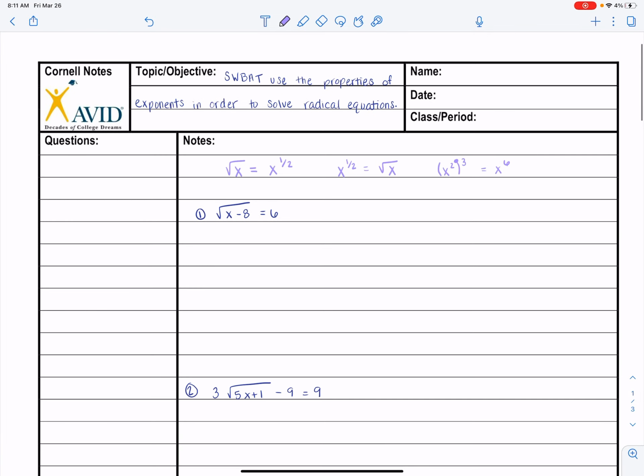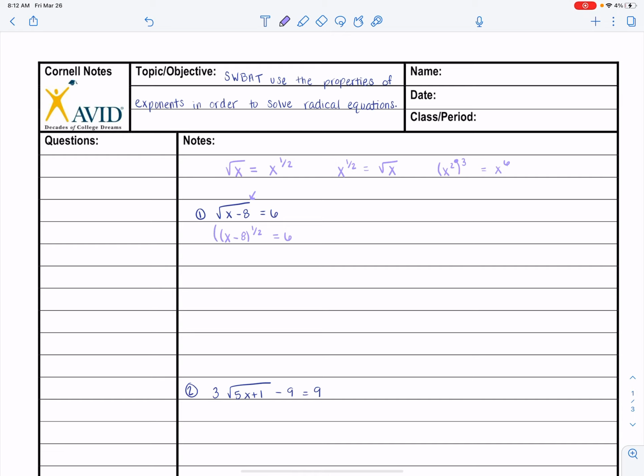So the first thing I'm going to do is take the square root of x minus 8 and change it to x minus 8 to the 1/2 power equals 6. I just rewrote the radical, the square root, as a 1/2, okay? Now, if I can make that exponent one whole, then I can move from there.